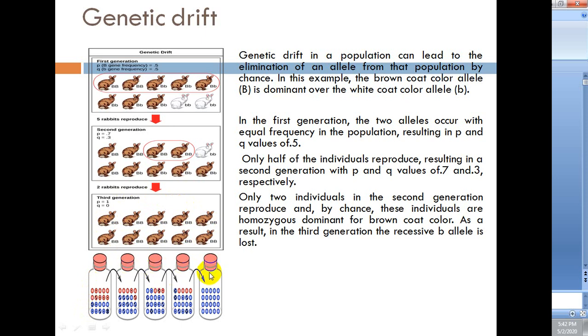This is the way by which one allele is eliminated from the population, and this is due to the process of genetic drift. This genetic drift can occur only when the population size is small, and if there is any kind of natural calamity or catastrophe that the population experiences, then only this kind of phenomenon is observed in nature.